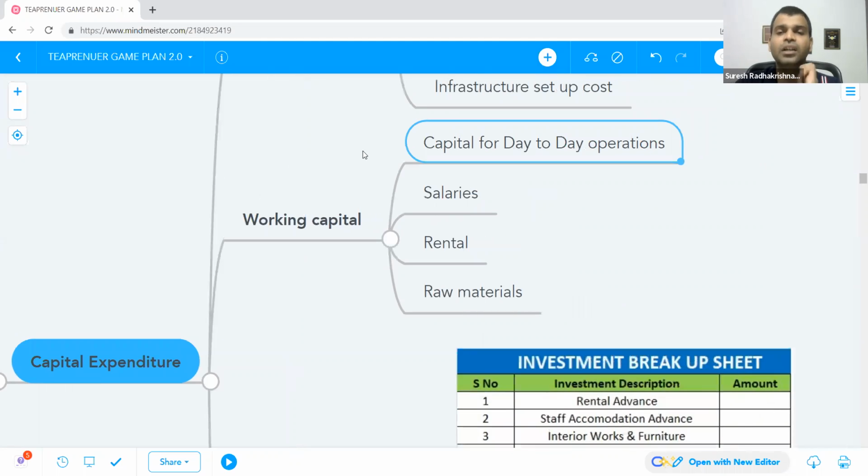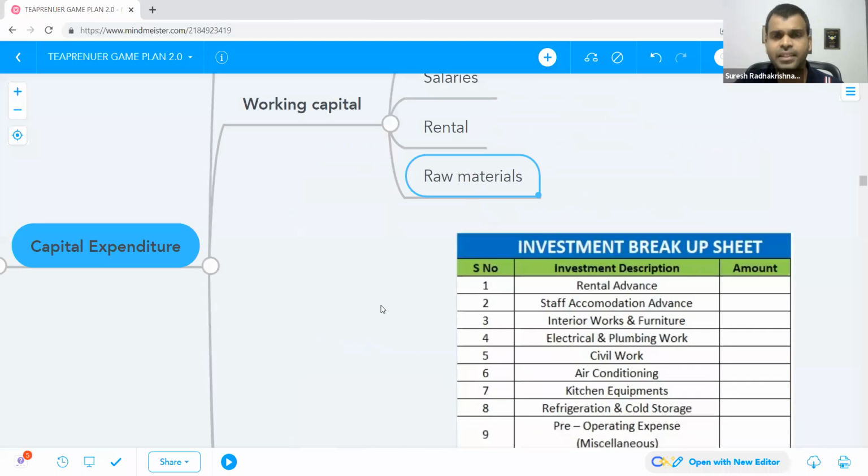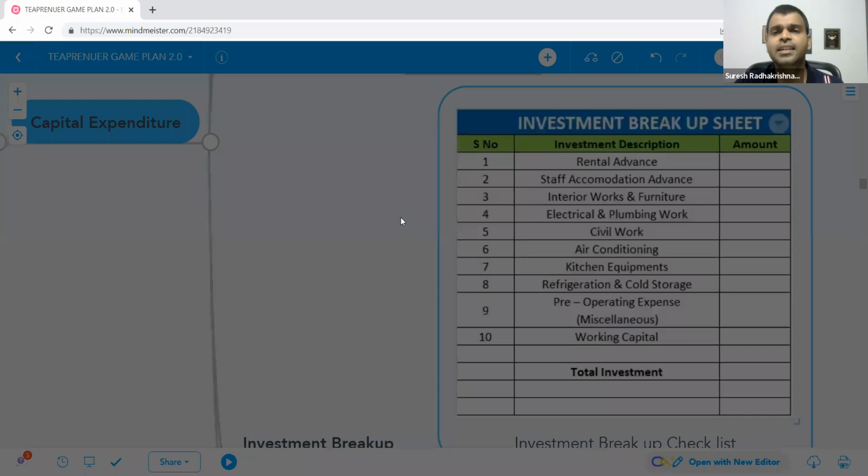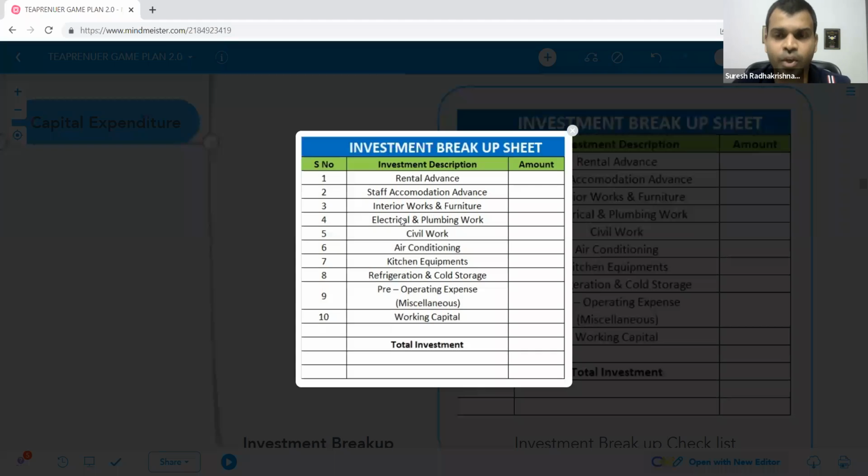Capital required for day-to-day operations, salaries, rentals, raw materials. Whatever is required, tea powder, sugar, or for weekly purchase, ginger, lemon, cheese, corn, syrups, whatever raw materials that you require. Yes, initial investment, working capital. This is the investment breakup sheet that you need to have.